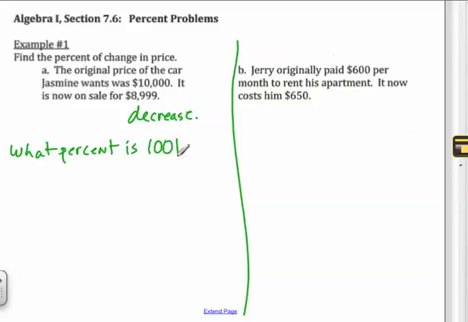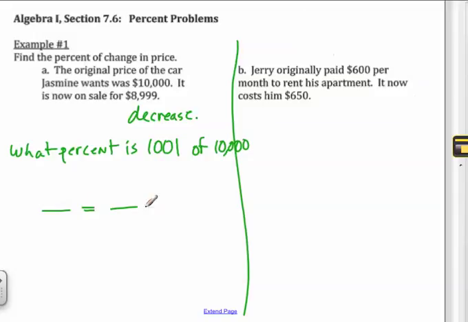I want to know what percent of the change amount, right? This is how much it changed. The price changed by $1,001. Well, what percent is 1,001 of 10,000, right? The original. Remember, we always find it from the original. Whether it goes up or down, it doesn't matter. We always find it from the original.